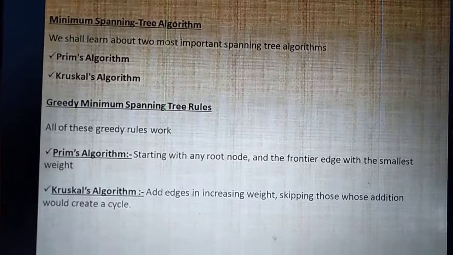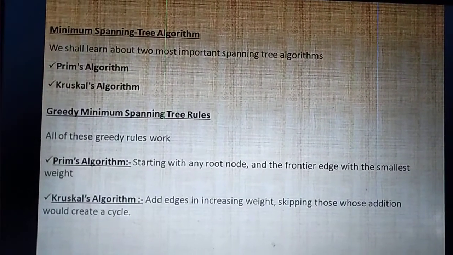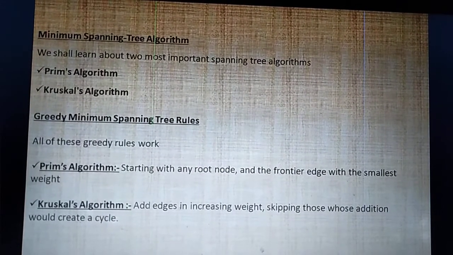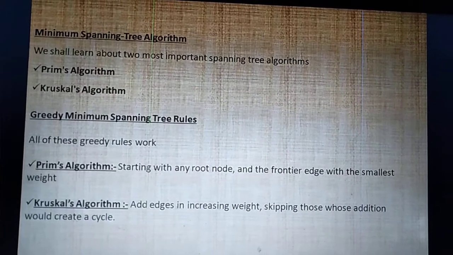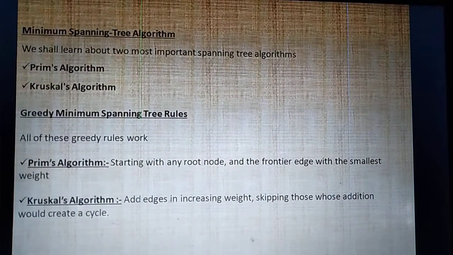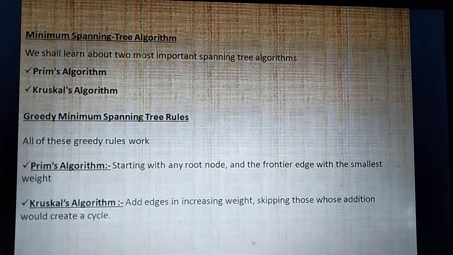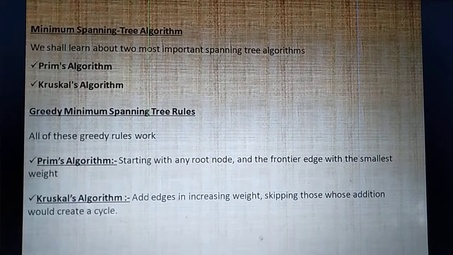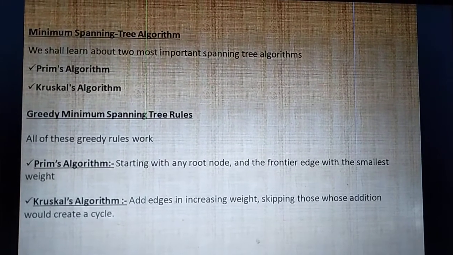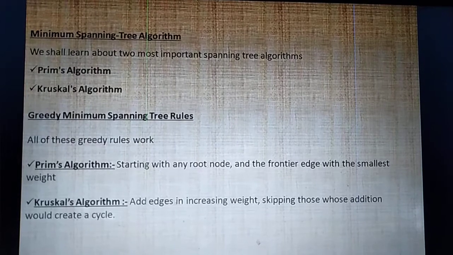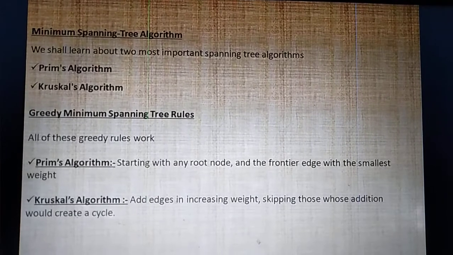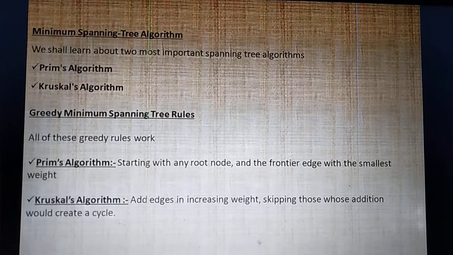This is video number 2. Here we are going to discuss the minimum spanning tree algorithm. Two algorithms are there in the syllabus, Prim's algorithm and Kruskal's algorithm, and they are identified as the greedy minimum spanning tree rules. Prim's algorithm starts with any root node and takes the frontier edge with the smallest weight. This is the main essence of Prim's algorithm.